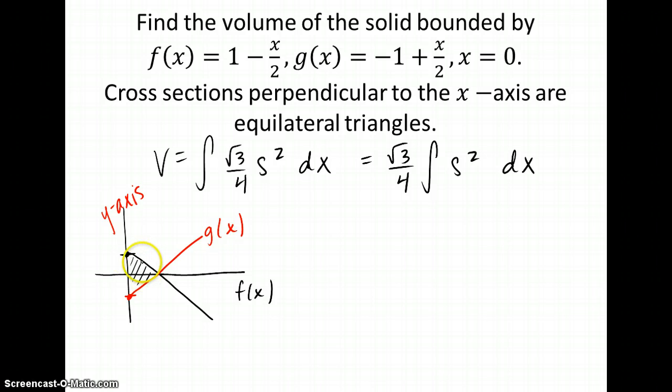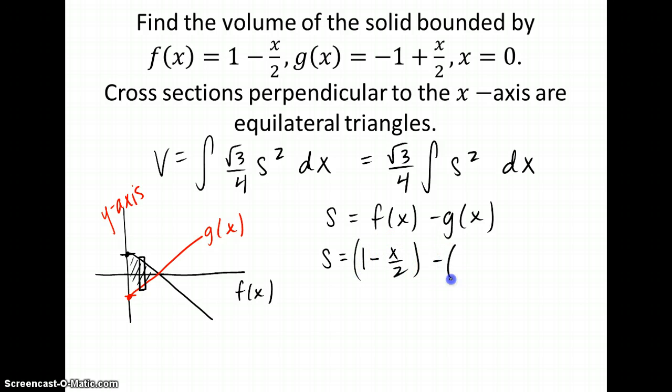So where does the side of those triangles come from? The side of those triangles is just the difference of the two functions. So the side that we're squaring would be f of x minus g of x. And we'll simplify all this algebraically before integrating it. Distributing the negative, the side of the equilateral triangle would just now be 2 minus x.